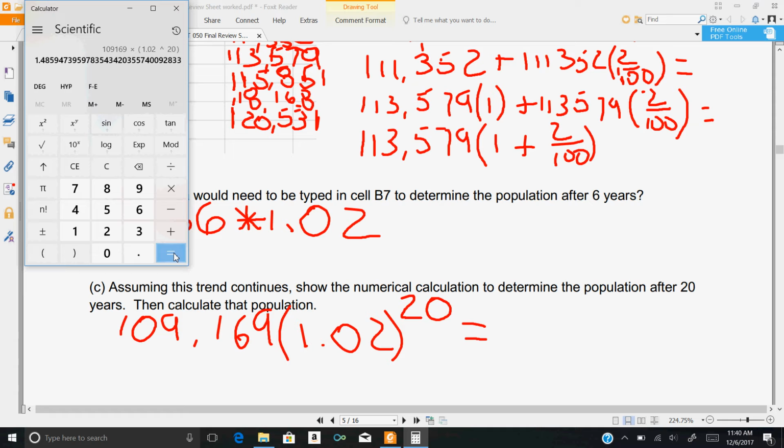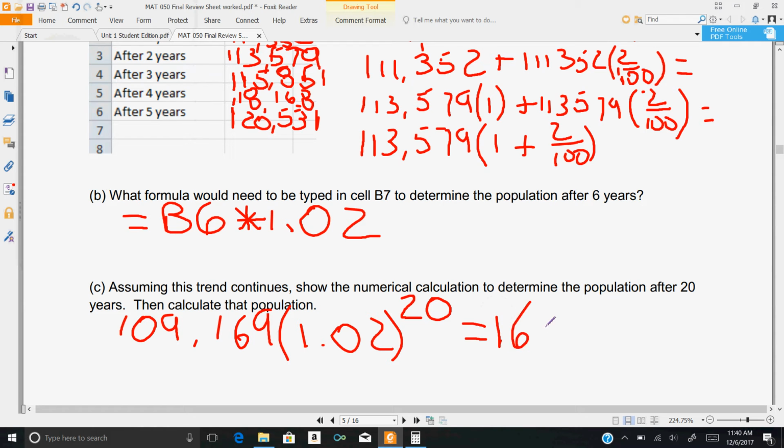I'm going to close my parentheses now. And that gives me, raising 1.02 to the 20th power gives me 1.4859. And when I push equals, it's going to multiply that by 109,000. And it gives me, after 20 years, 162,219. And I'm sure you'll agree it's a lot simpler to do that than to keep adding 2% every time.